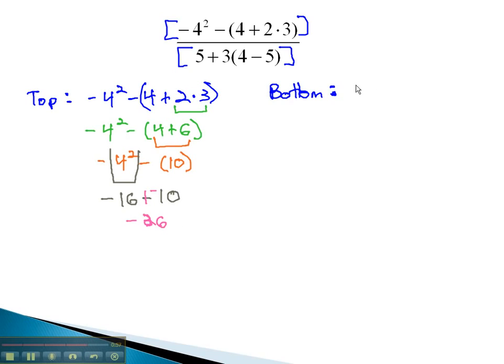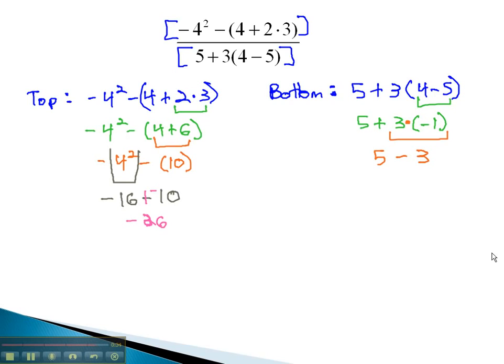Let's look at the bottom. The bottom was 5 plus 3 times the quantity 4 minus 5. Doing the parentheses first, we get 5 plus 3 times negative 1. Next, order of operations asks us to multiply the 3 times negative 1, and 3 times negative 1 is negative 3. And finally, 5 minus 3 is 2.